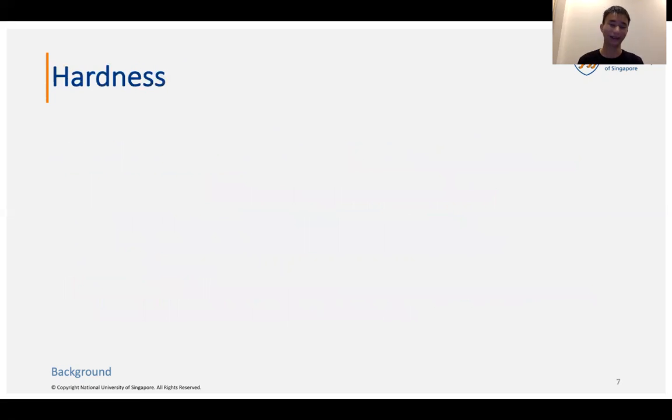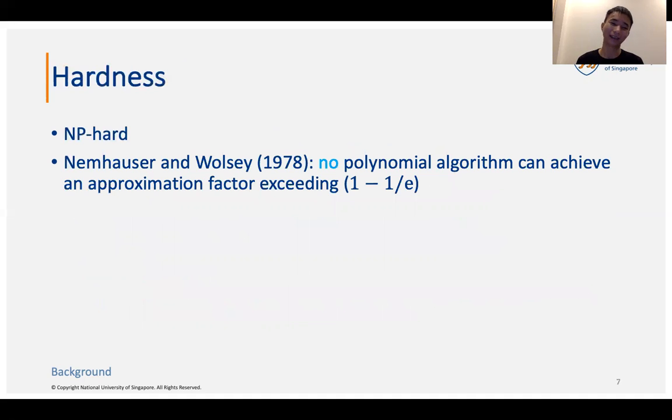So how hard is this problem? Of course, it's hard. Not only hard, even harder: no polynomial algorithm can achieve an approximation factor exceeding 1 minus 1 divided by e. Remember this factor, this is the best factor.